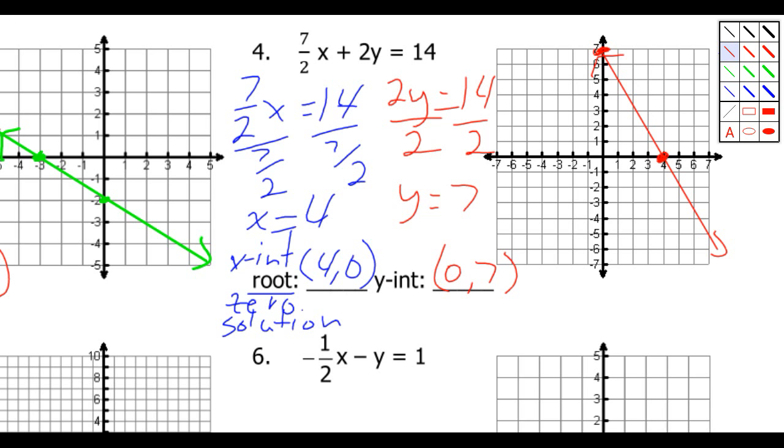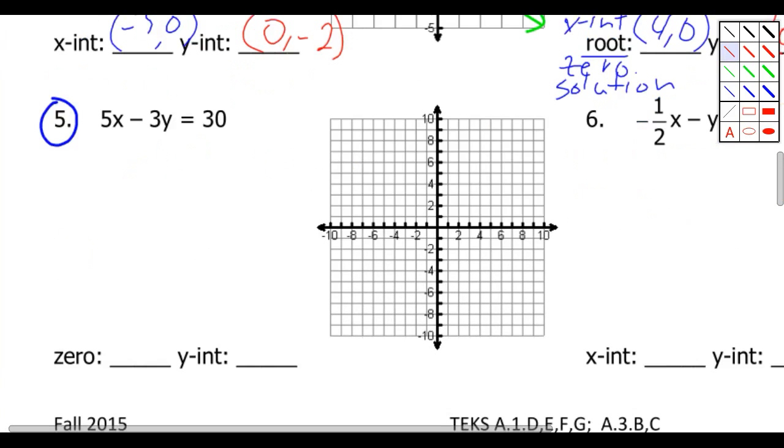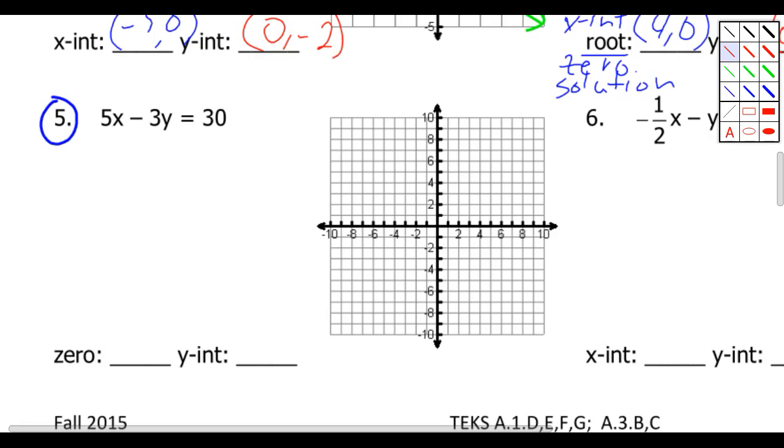And there we have it. Okay, so at this point, I want you to pause your video, pause the video, attempt number 5, and then you can check with what I do. So, go.